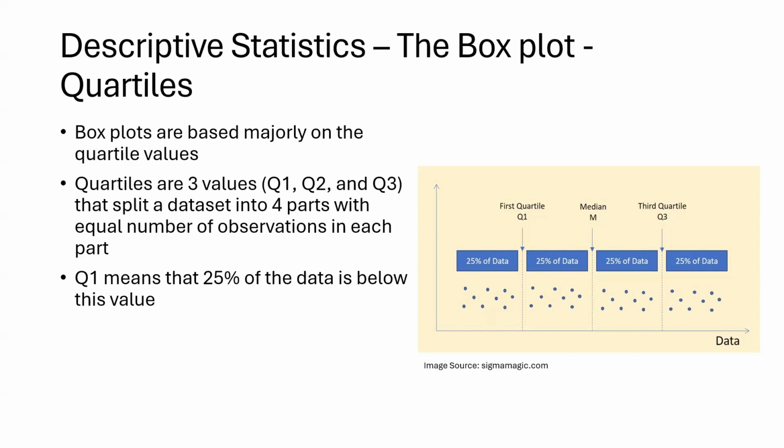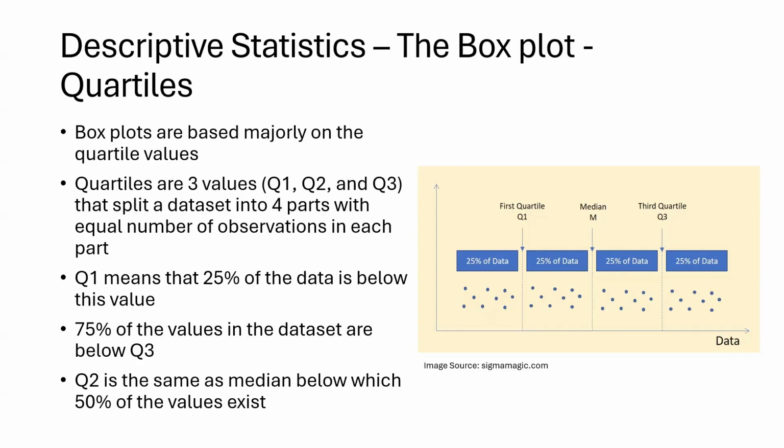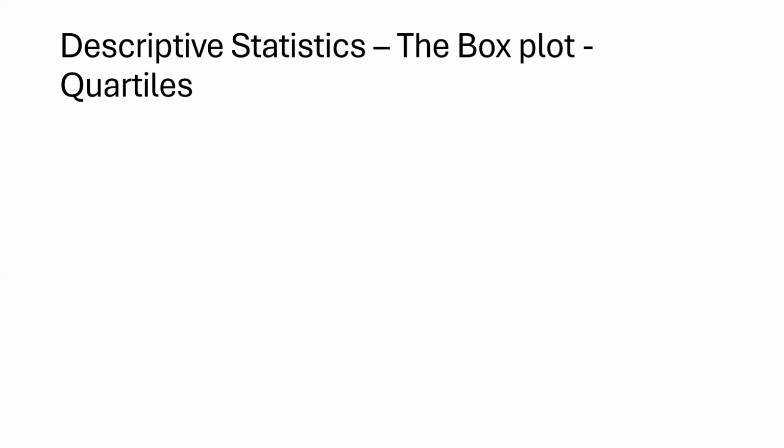Q1 means that 25% of the data is below it, 75% of the values in the data set are below Q3, and Q2 is same as the median, below which 50% of the values exist. So Q2 is basically the median.